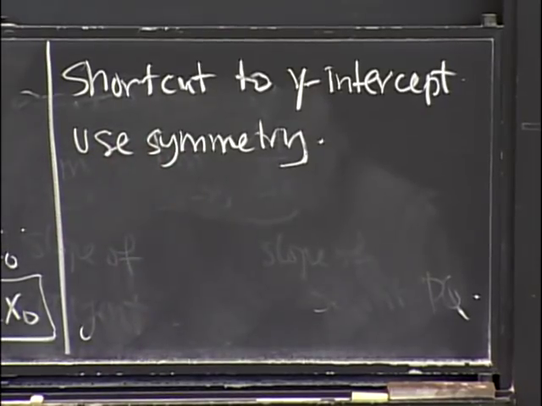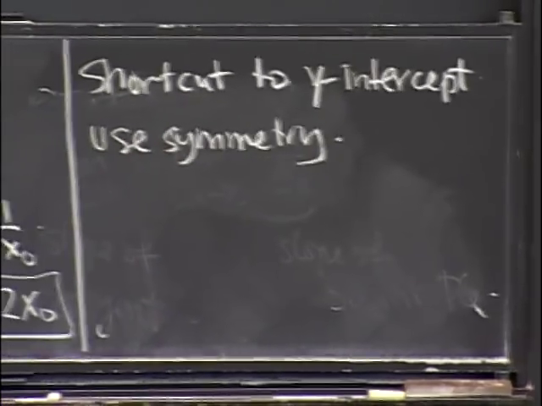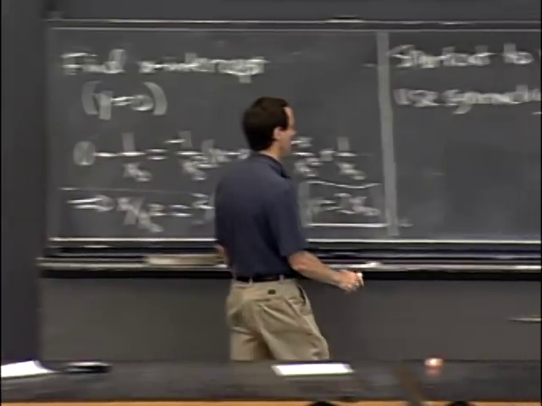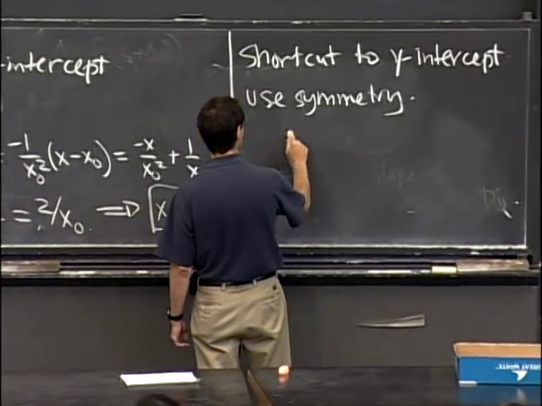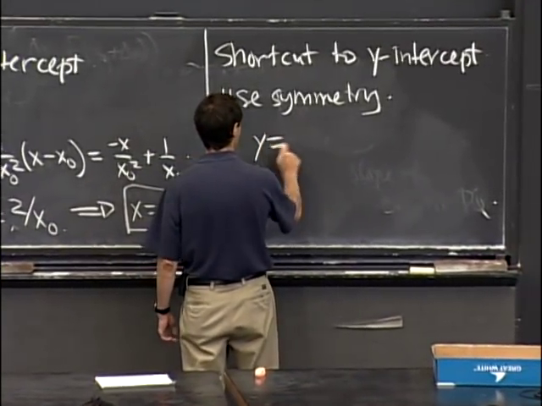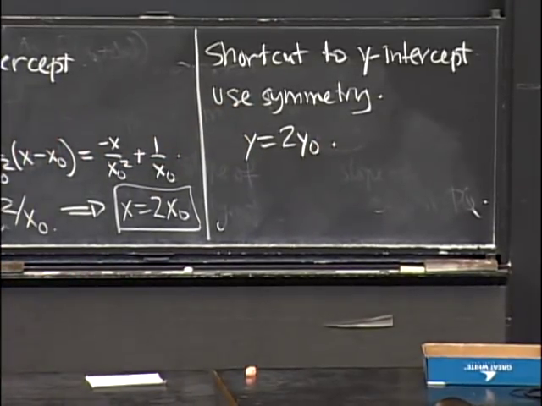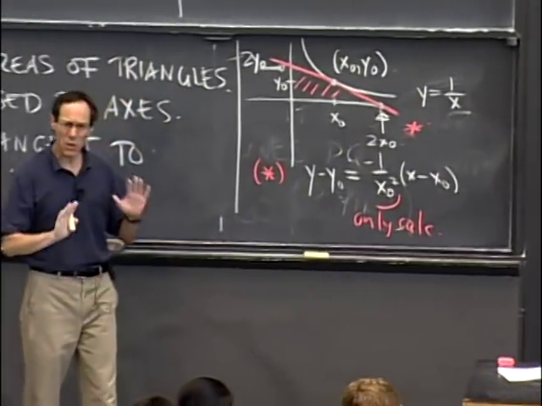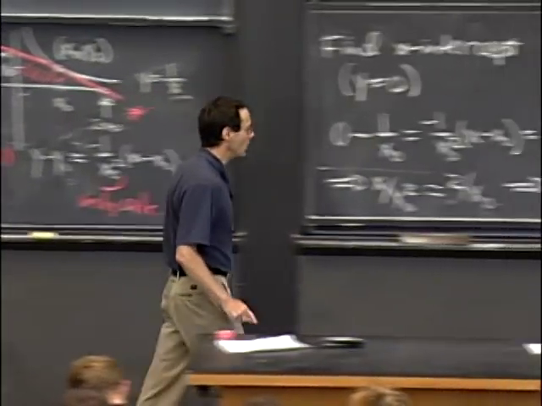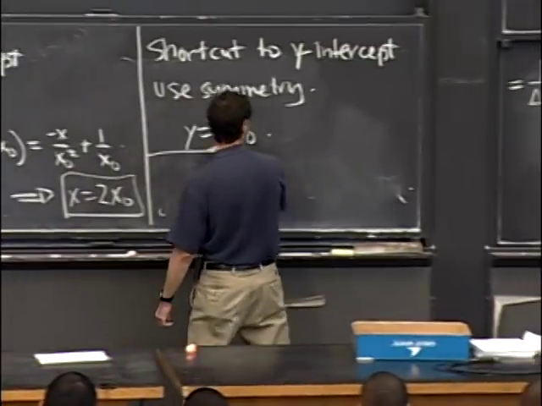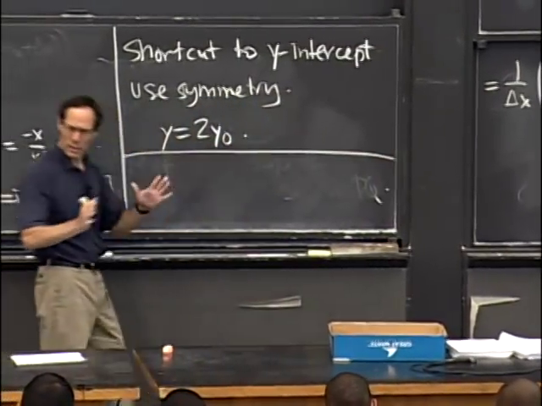All right, I claim I can stare at this, and I can look at that, and I know the formula for the y-intercept. It's equal to 2y0. All right, that's what that one is. So this one is 2y0. And the reason I know this is the following. So here's the symmetry of the situation, which is not completely direct.